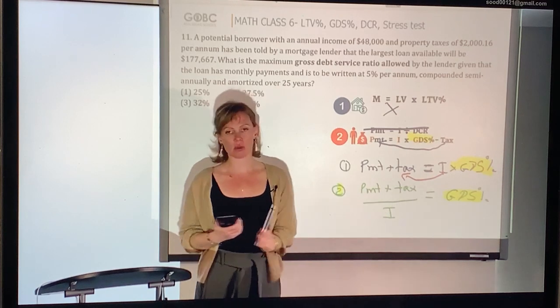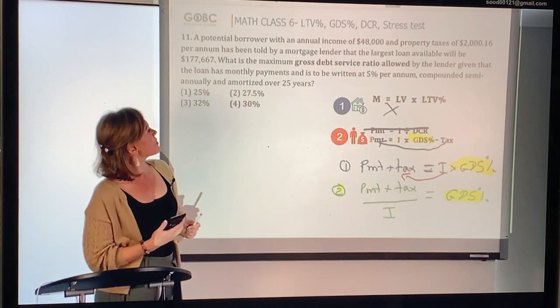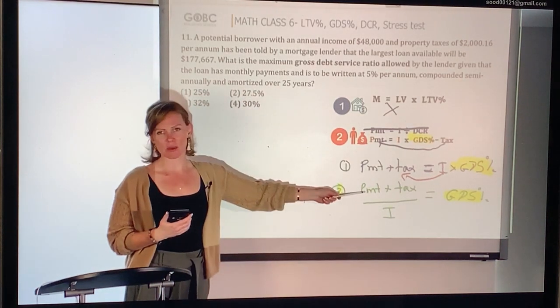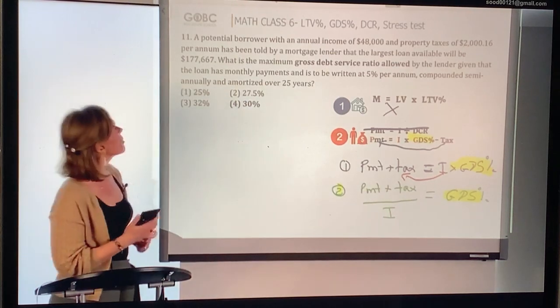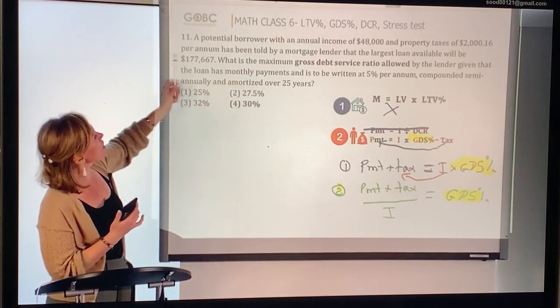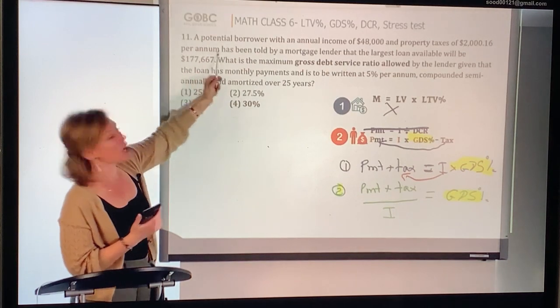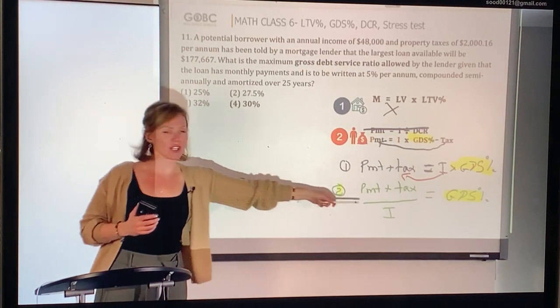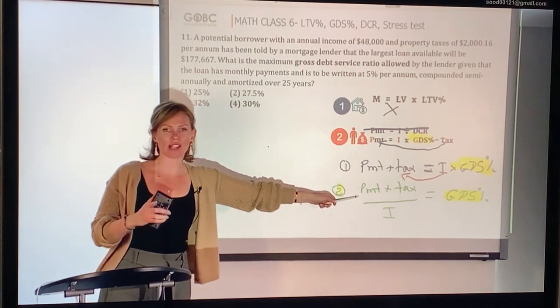Now your job is to fill in this formula with the information that's given to you. So let's see what we have. In those questions it's always the payment that's going to be missing, so we have to find it. But let's pull out the taxes and the income. Taxes are given to you per what? Property taxes of 2016 per annum. That's perfect. Everything has to be per year: income per year, taxes, and the payment also has to be per year.